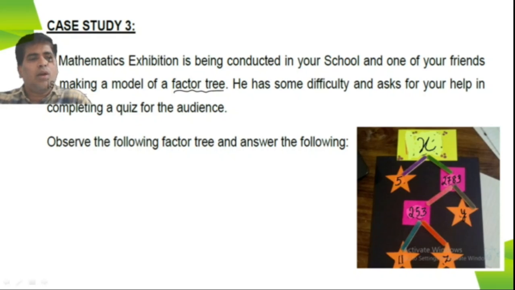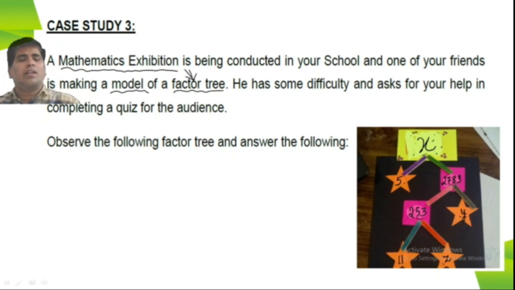This is for a mathematics exhibition. It's a model of a factor tree. Your friend is preparing it and he is facing some difficulty. You have to help him complete a quiz for the audience. This is the easiest question we have. We don't have much data in what I read, but come to the model he prepared. This is very, very important.